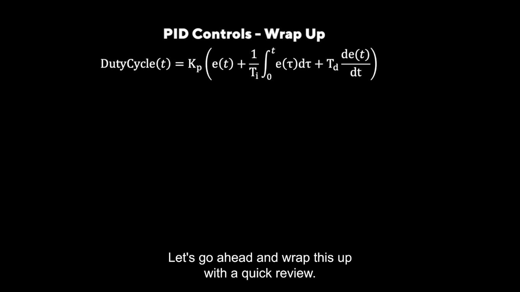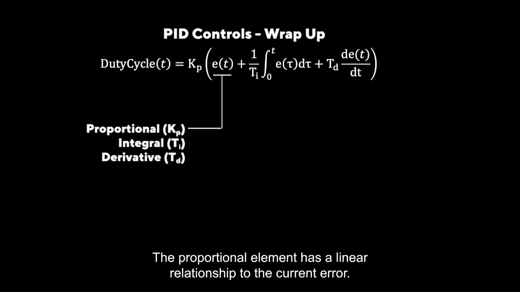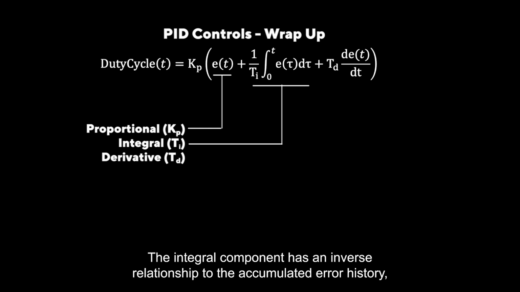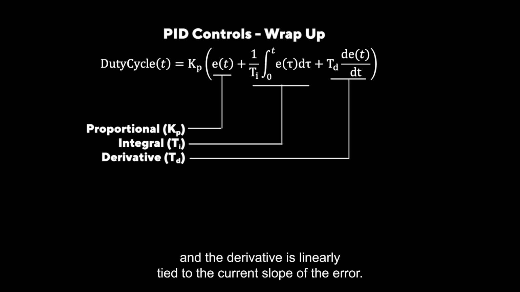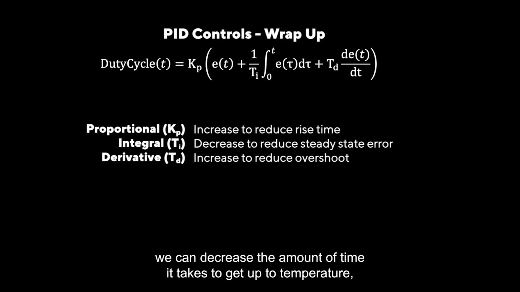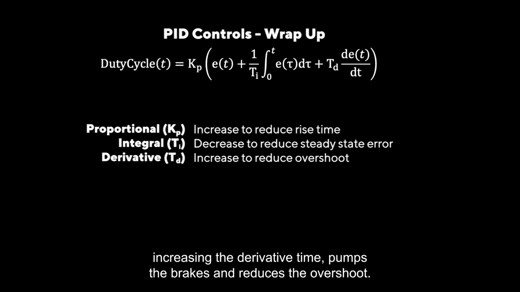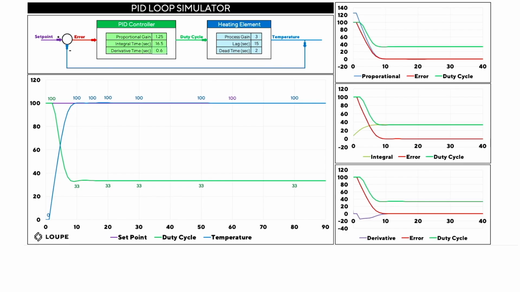Let's go ahead and wrap this up with a quick review. The output of a PID controller is the sum of its three components. The proportional element has a linear relationship to the current error, the integral component has an inverse relationship to the accumulated error history, and the derivative is linearly tied to the current slope of the error. By increasing the proportional gain, we can decrease the amount of time it takes to get up to temperature, and decreasing the integral time helps eliminate the steady-state error. Increasing the derivative time pumps the brakes and reduces the overshoot. And we can see all three of these things play out in our example here.